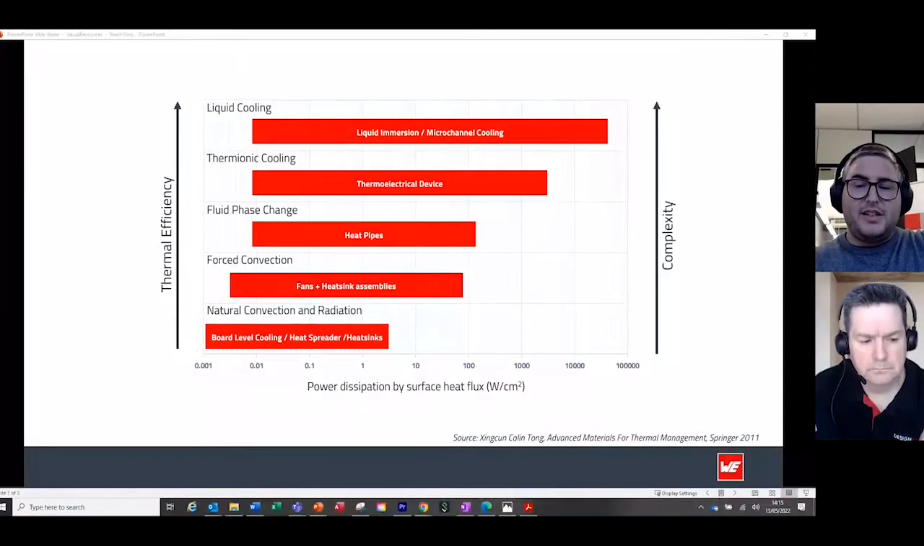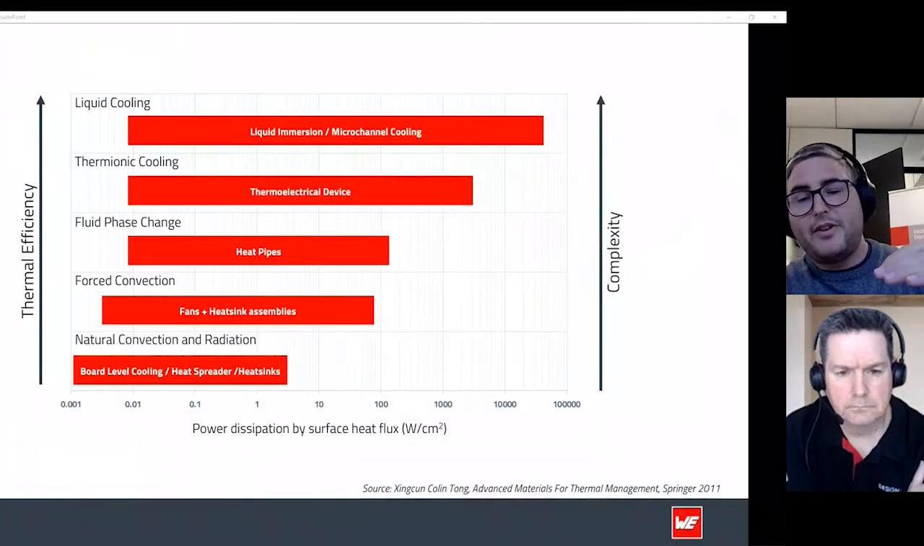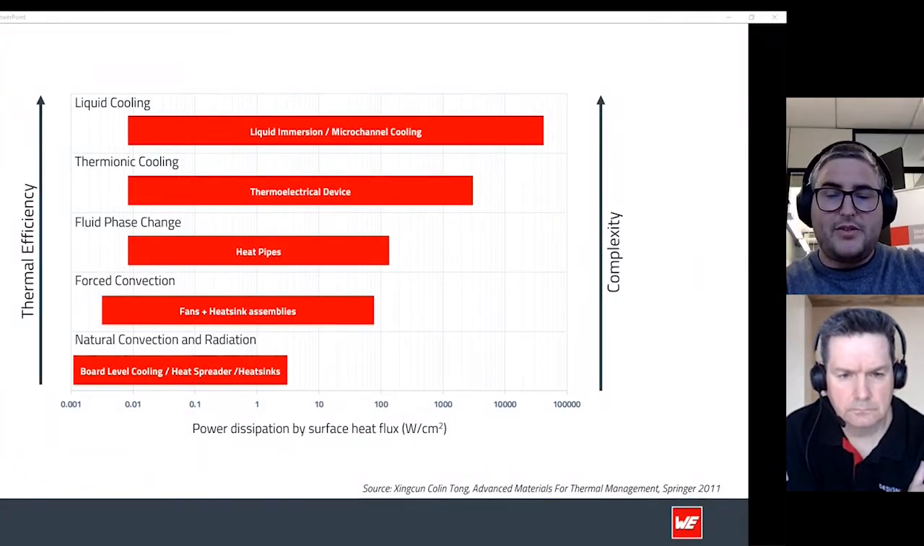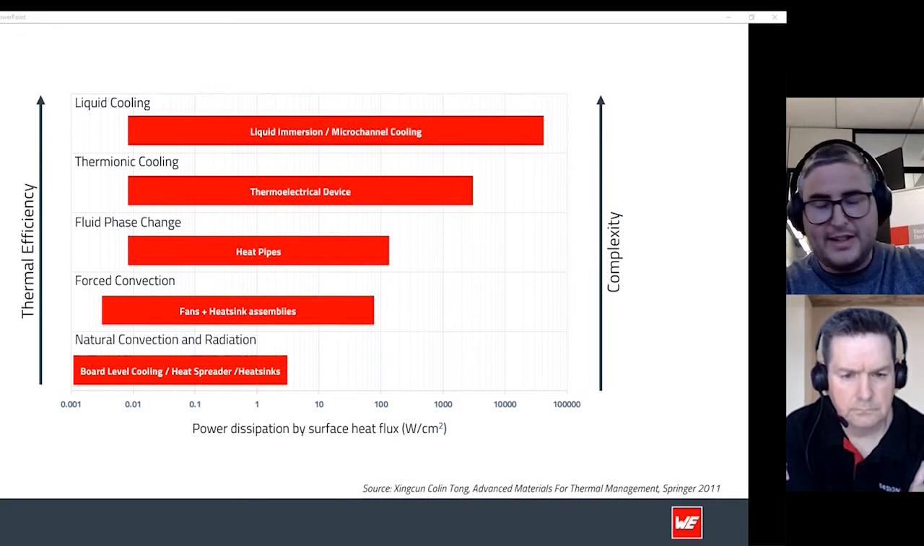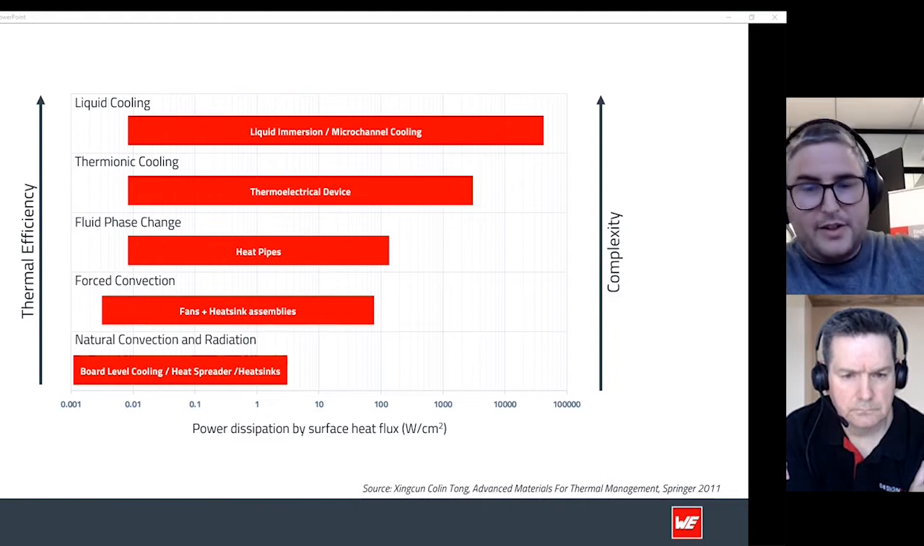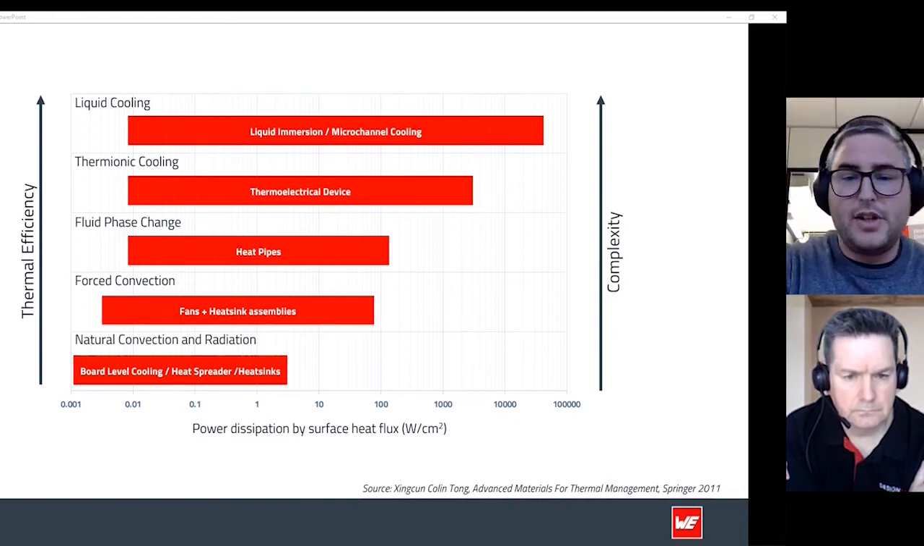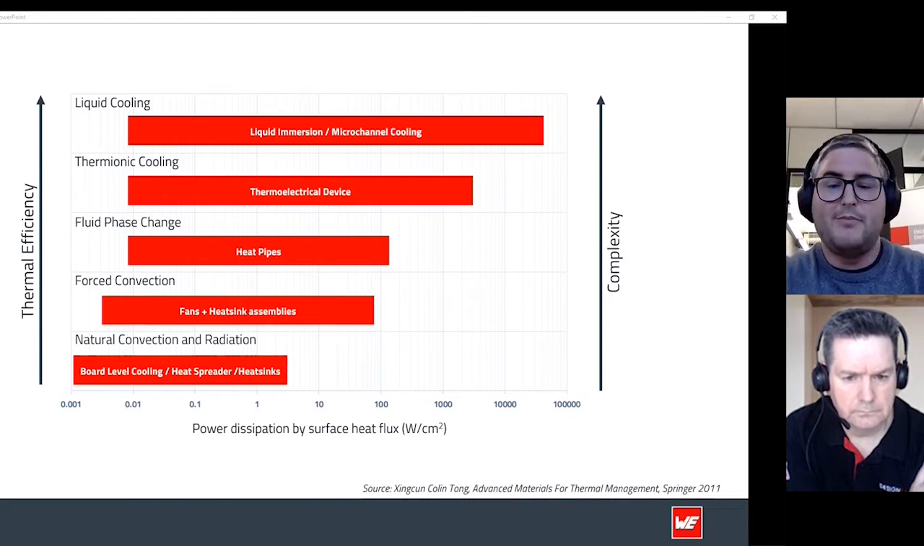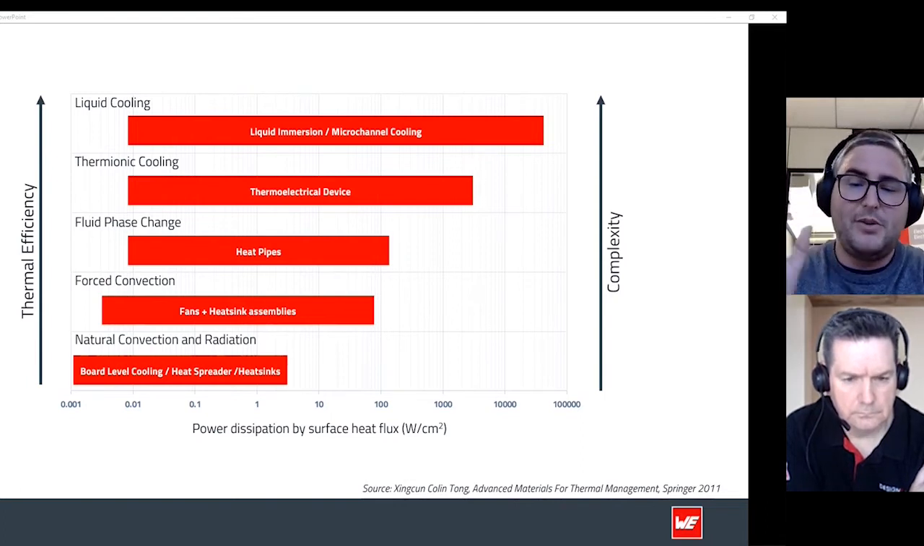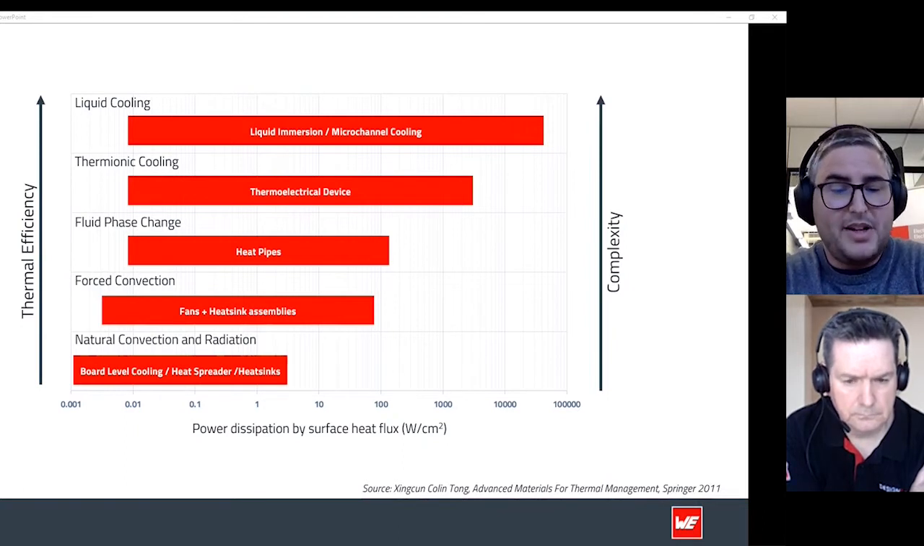That's why, if you let me, I can share this little graph I have over here, which really shows thermal efficiency versus complexity. We have different ways of cooling. Natural convection and radiation is the bottom one, which is passive cooling, and all the other ones are more active: forced convection, fluid phase change, thermionic cooling, which is something rather new, and then of course liquid cooling. As we can see, as we jump from passive to active, we get a really good increase in how much power we can dissipate from the surface of our cooling system.